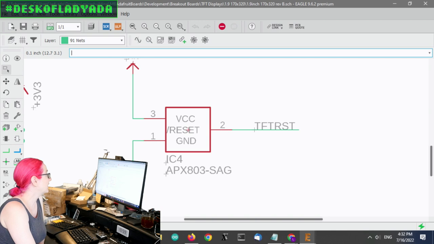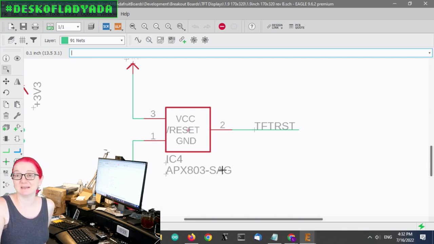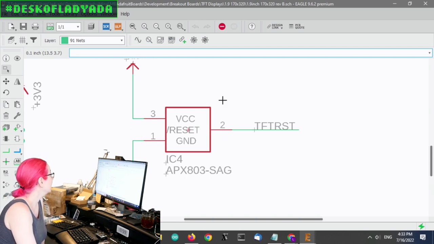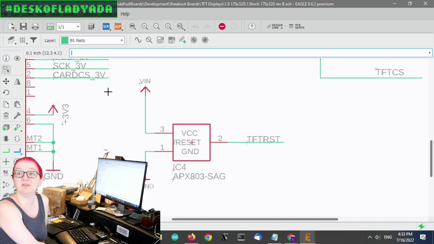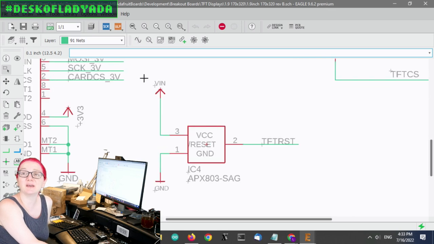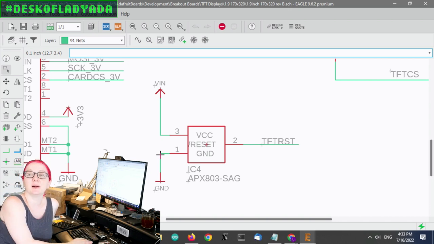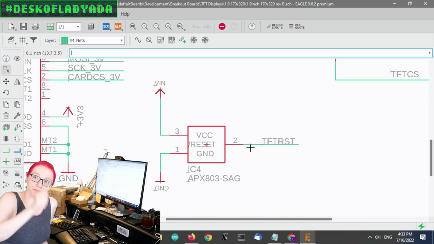So this is an example, the APX803-SAG. At the time, this was just the least expensive, easiest to use power on reset circuit that I could get from DigiKey. It comes in a 3-pin SOT23. It looks at the V-in line, and when this pin gets up to a certain voltage, in this case, I think 2.6 volts, it will start a reset pulse on the TFT reset pin, which will pulse down, hold it for about 200 milliseconds, and then release.